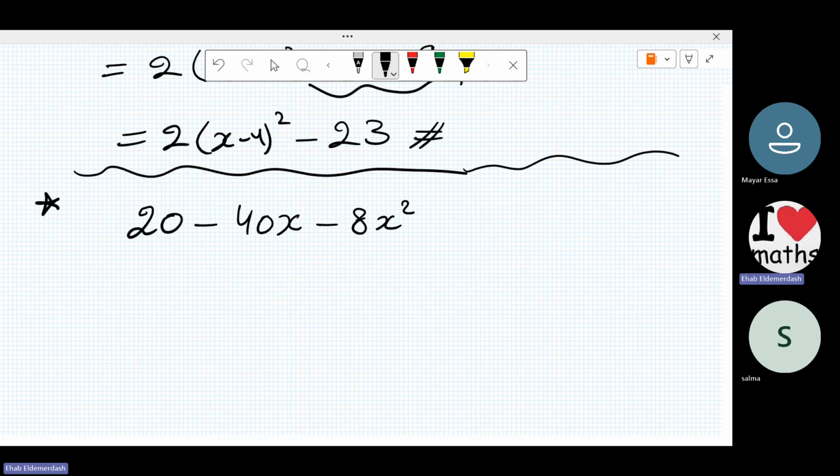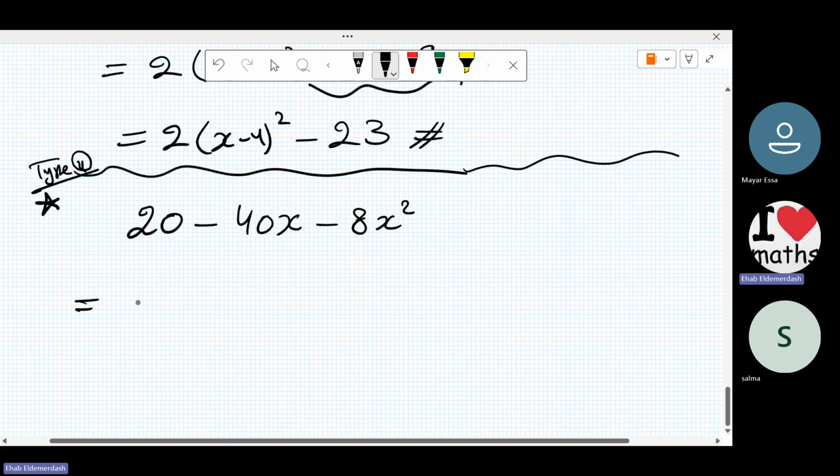This is the highest level. This is type 4. It is the highest level of completing the square. This is the strongest part. They will give us the question not in order, and your mission is to put it in order. So I have to rewrite it as negative 8x squared. I will rewrite the equation in order, descendingly as the power of x.